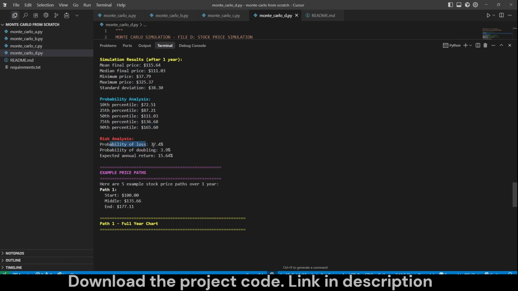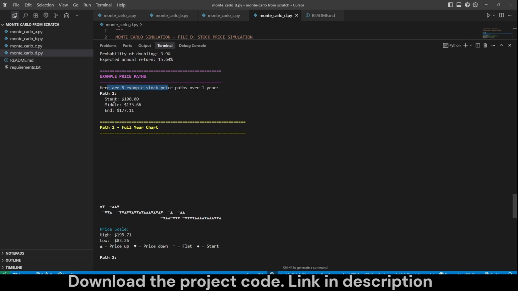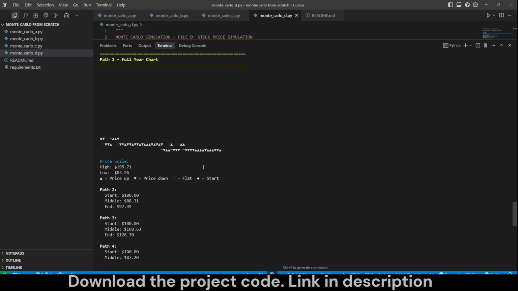So probability of loss is 37%. Probability of doubling is 3.9%. Expected annual return is 15%. That's remarkable if you can catch a return like that. Example price paths, for example, here are five example price paths over 1 year. Path 1 starts at 100. In the middle, it's 135. At the end, it's 177.